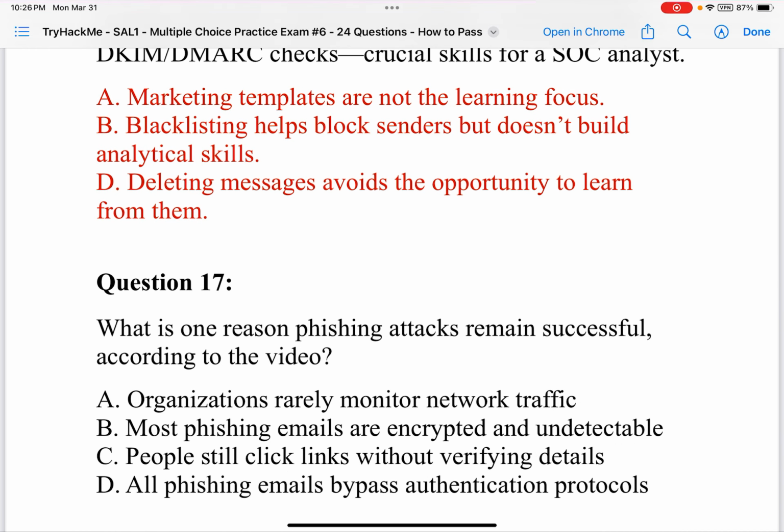What is one reason phishing attacks remain successful according to the video? A. Organizations rarely monitor network traffic. B. Most phishing emails are encrypted and undetectable. C. People still click links without verifying details. D. All phishing emails bypass authentication protocols.